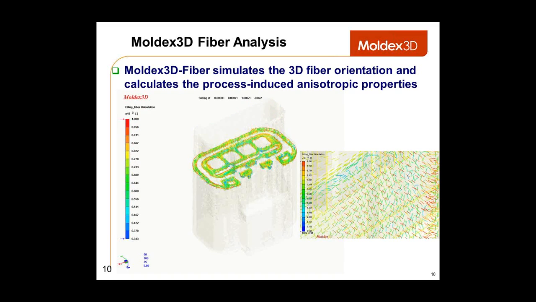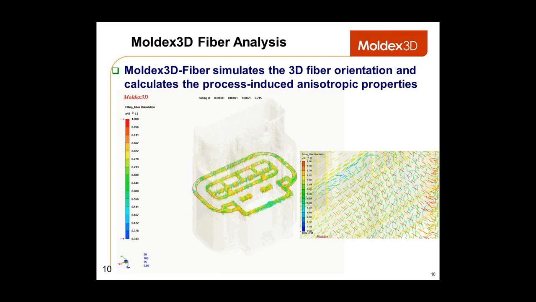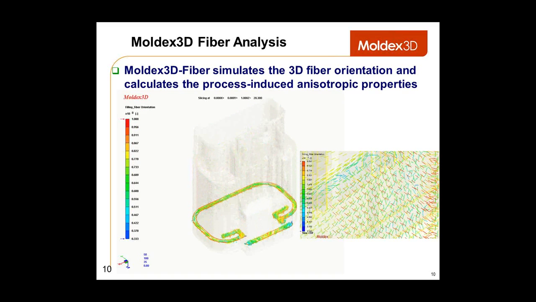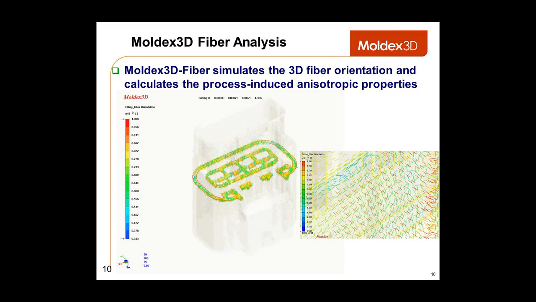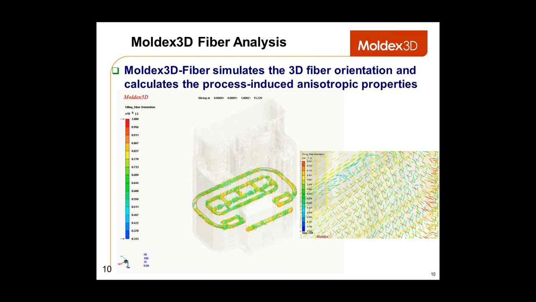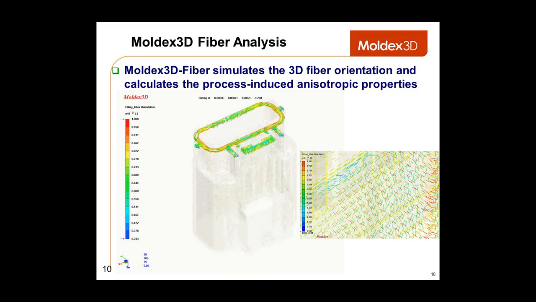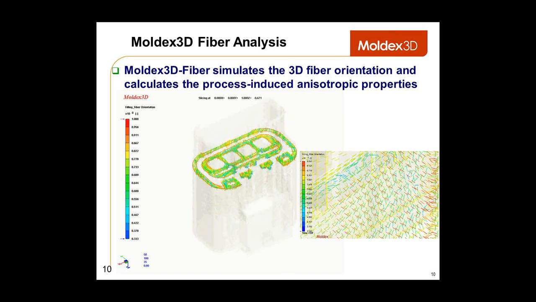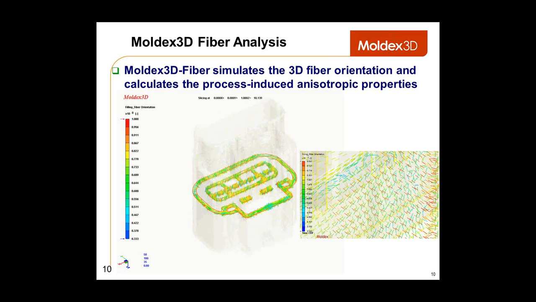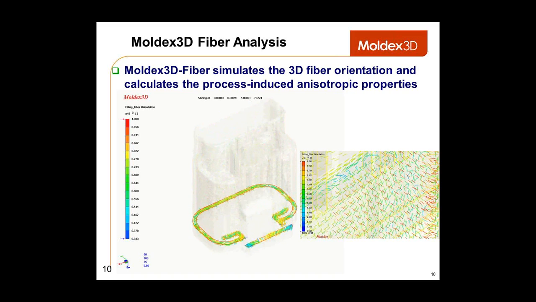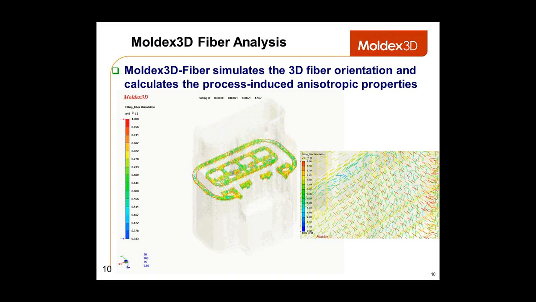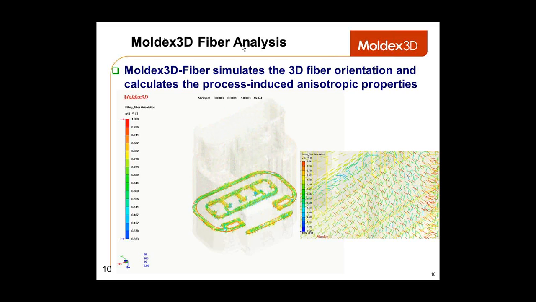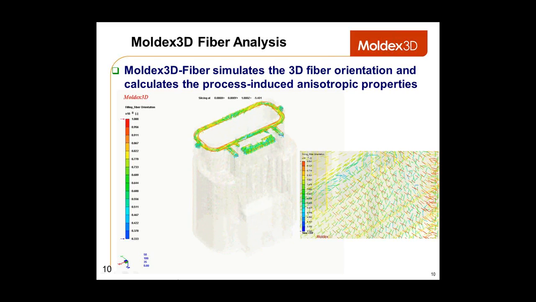Fiber analysis. This is an add-on solution that simulates 3D fiber orientation and calculates the process-induced anisotropic properties. This animation shows the slicing function that cuts through the part. You can see in detail the various directions of the fibers inside the part. And in the right-hand corner, you can see a close-up of the fiber. This shows the concentration and the direction of the fibers in that particular area.